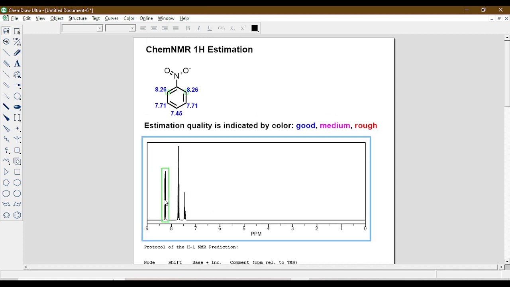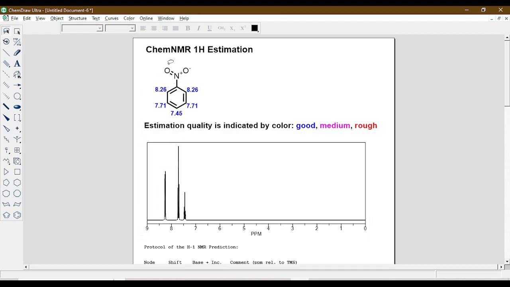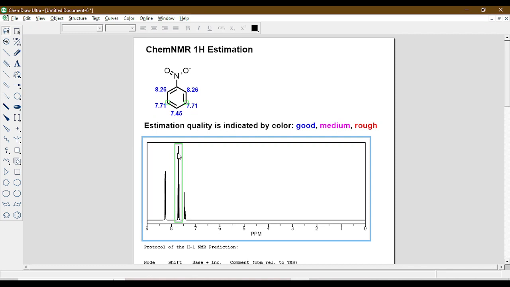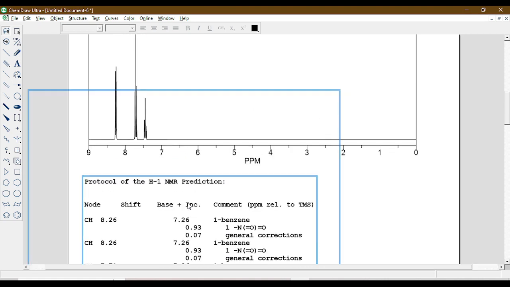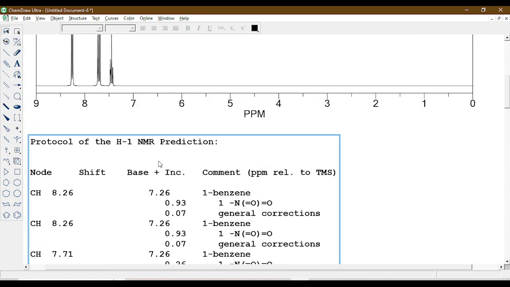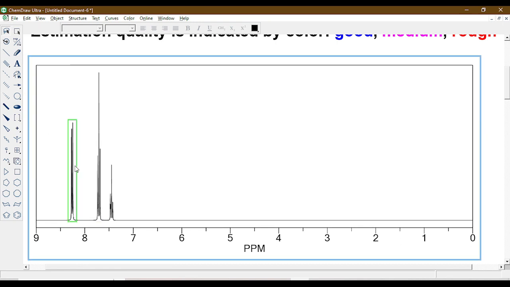Click here. A window pops up, and here you see the NMR is predicted. Since benzene loses its symmetry when you have a substitution, both the ortho positions are similar, so they come as a doublet, and both meta positions are similar, so they come here, and the para comes around here. When you zoom in, you can see the splitting of this molecule. This is a doublet, this is a triplet, and this is a multiplet.